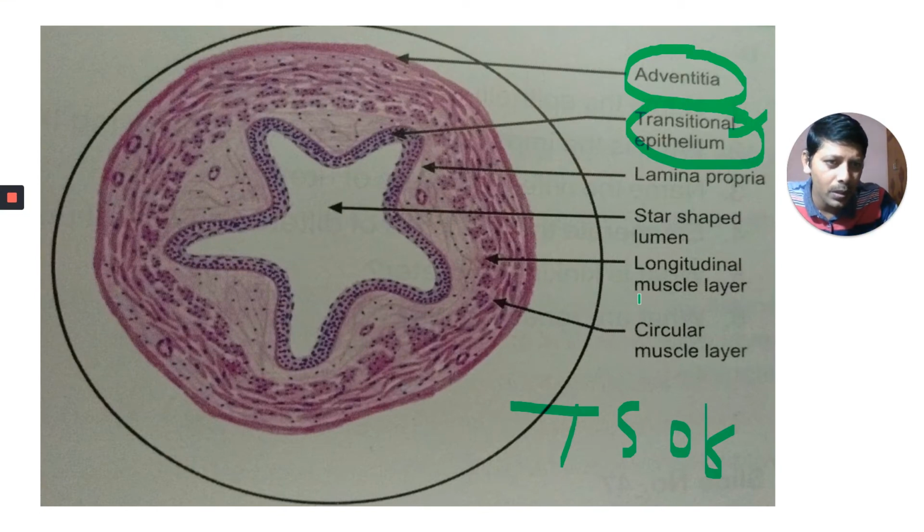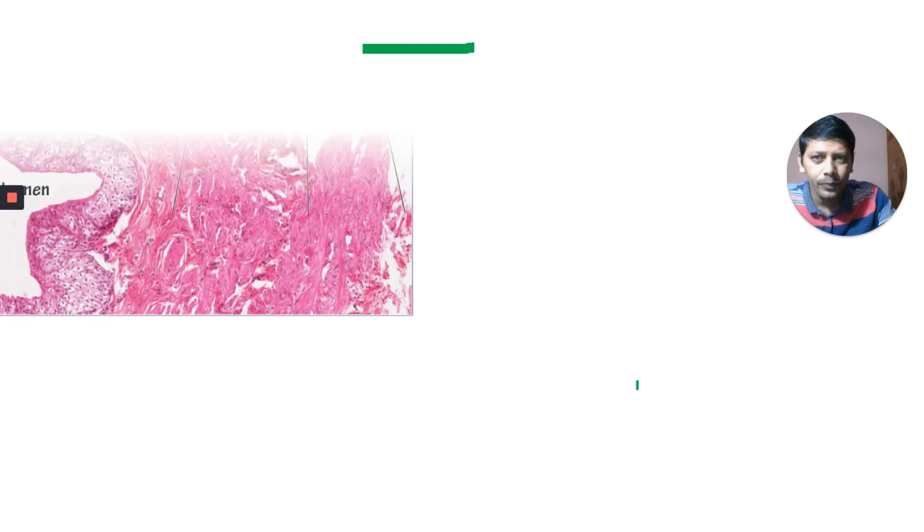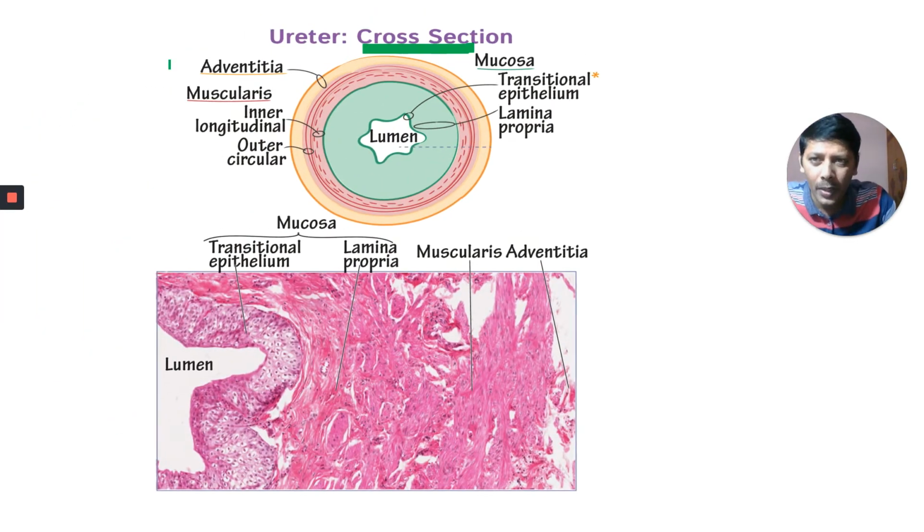Okay, what are the muscles here? You can see a muscle layer is present. There is a longitudinal layer of muscle and a circular layer of muscle, and longitudinal muscles are present as well. These are smooth muscles. Longitudinal and circular muscles are smooth muscle. Okay, that's about the ureter.